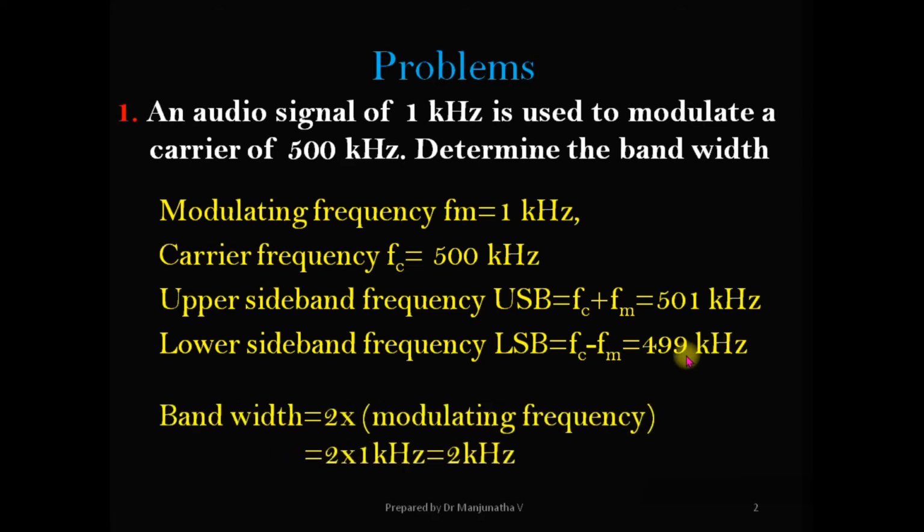And we can also calculate by using the formula 2 into modulating frequency. Bandwidth equal to 2 into modulating frequency, that is 2 into 1 kHz equal to 2 kHz. This is the required bandwidth.